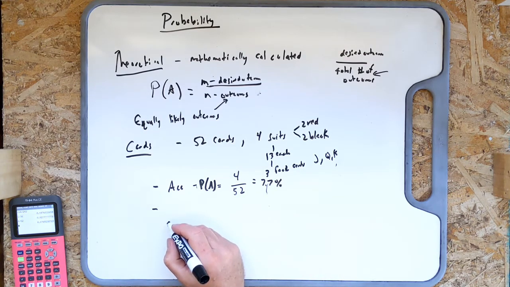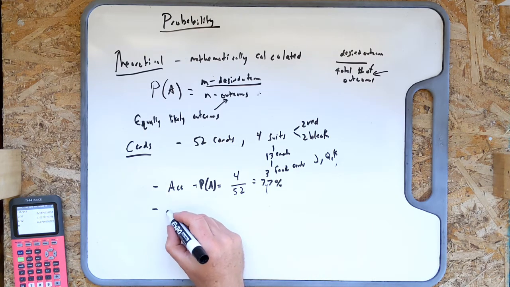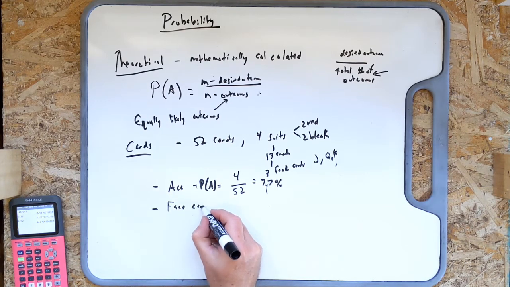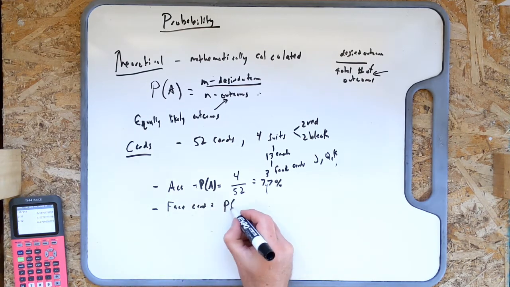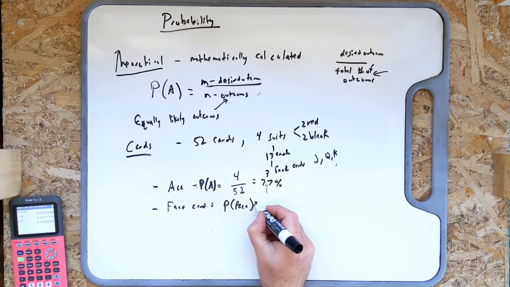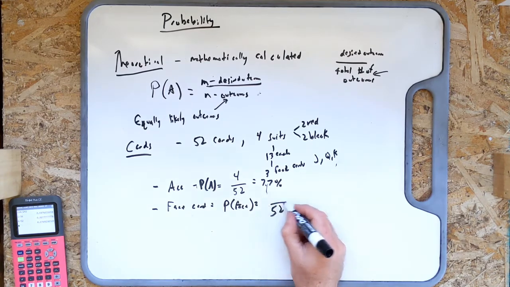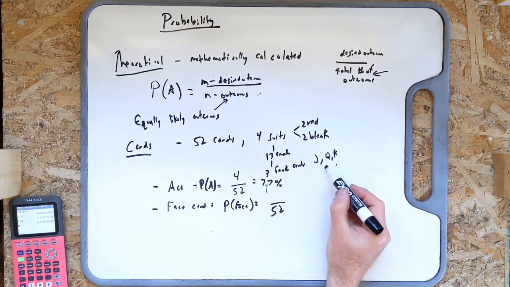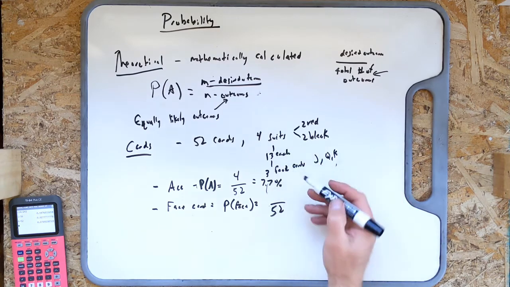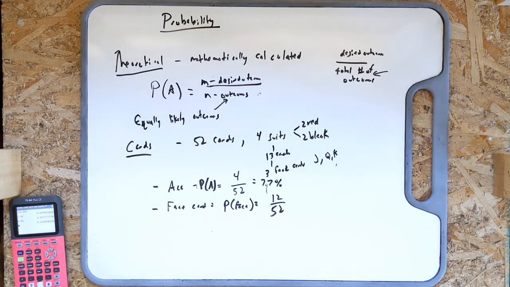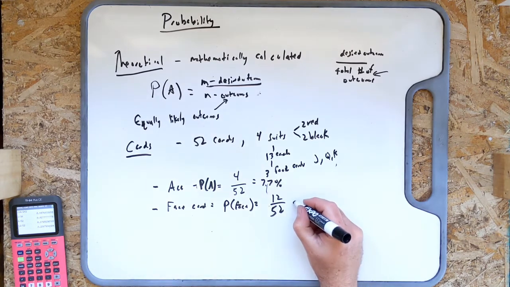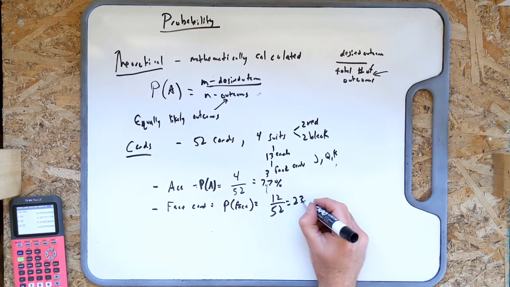Okay, so what's the probability of getting a face card? P of face. Again, there's 52 cards. How many face cards do we have? 3 face cards per suit. So 3 times 4 is 12, or 12 52nds, which is 0.23, or 23.1%.